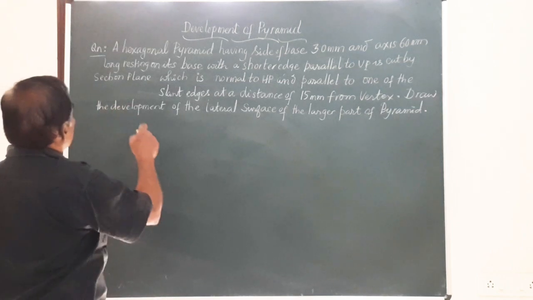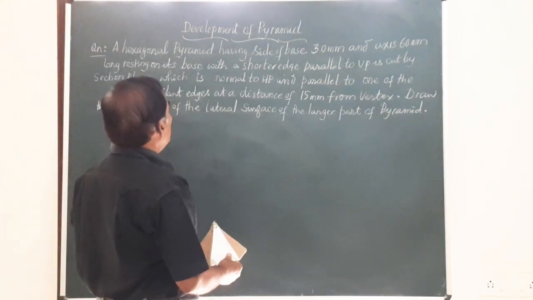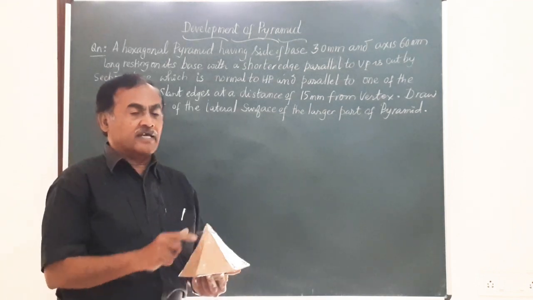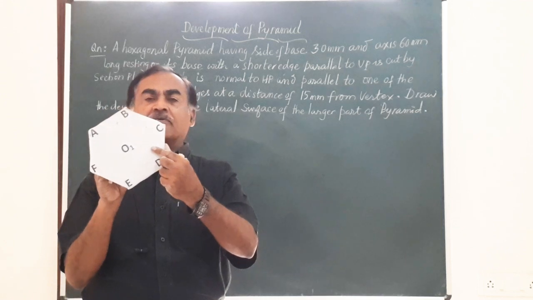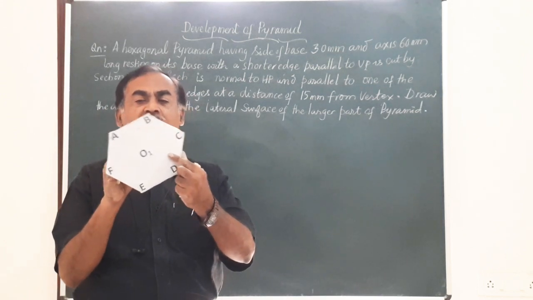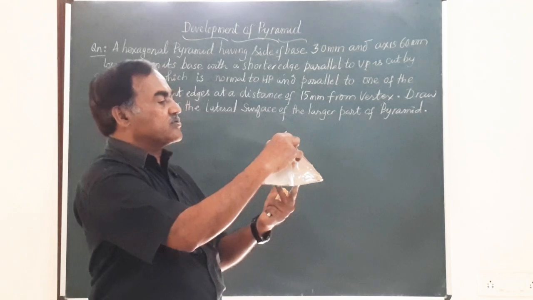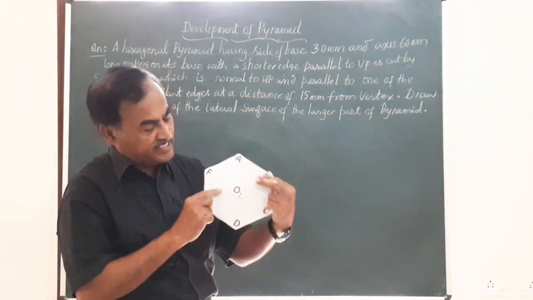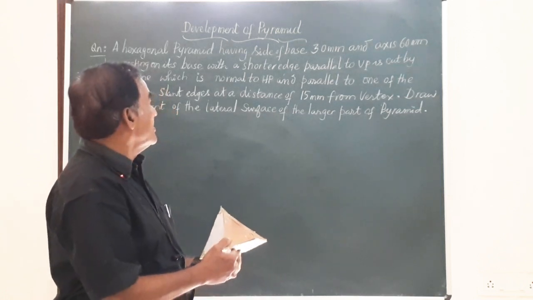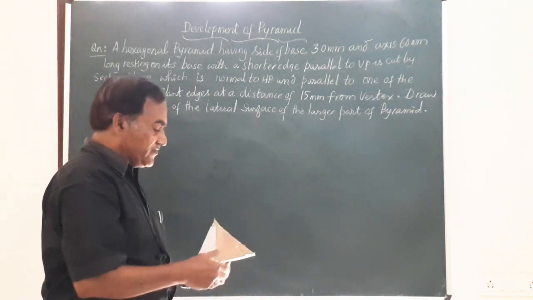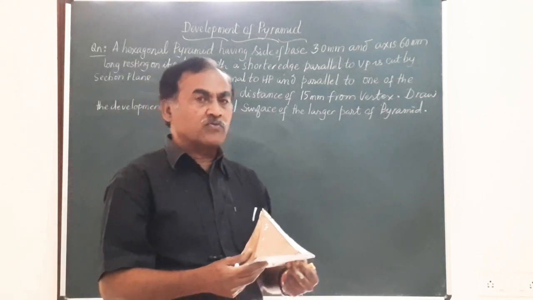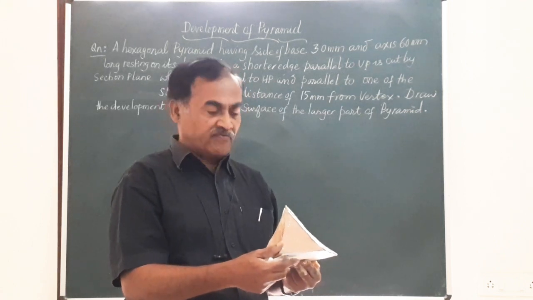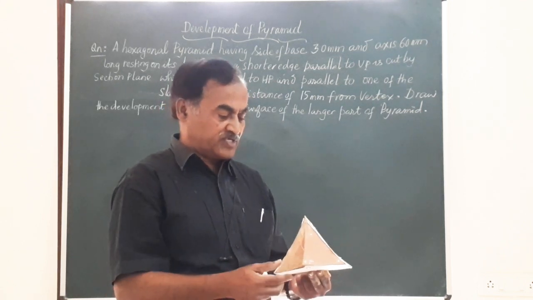It says a hexagonal pyramid having side of base 30 mm and axis 60 mm resting on its base. So the hexagonal pyramid having the base A, B, C, D, E, F, and the height of the solid is equal to 60 mm measured from O, the vertex, till the center of the bottom face O1, is cut by a section plane. So before that, let us see how to place the object, the pyramid, on HP and obtain the top and front views. That is the first part of the question.